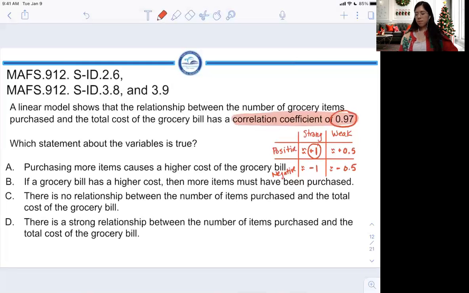And which one looks the best? Remember, just because you buy more, this is not a causational relationship, because if it was causational, it would be one. It would be positive one. It would not be anything less. So it's not causational, so be careful for that.